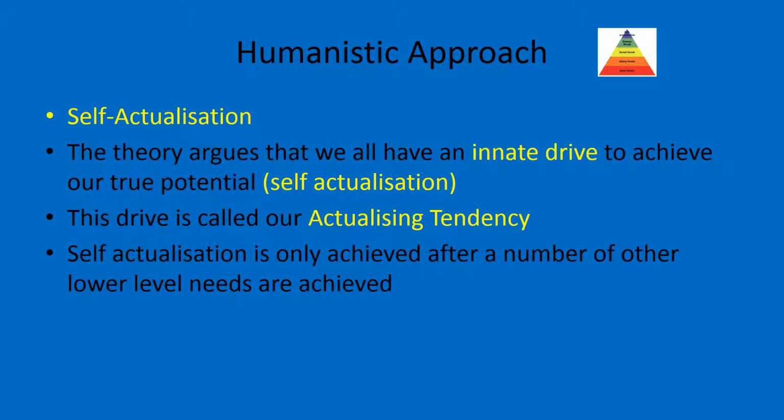Key term. So we talk about the idea of self-actualization. Now, as far as I know, an actualizing tendency has never actually been found in the brain, unlike the biological approach, which has found different areas that relate to different behaviours. An actualizing tendency hasn't been found, but it's a massive part of the humanistic approach, because it says that we have an innate drive within us, called the actualizing tendency, and it helps us towards this process of self-actualization.